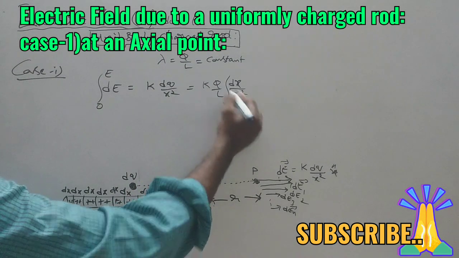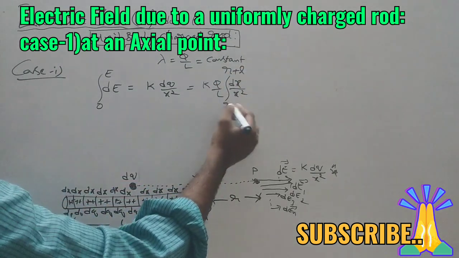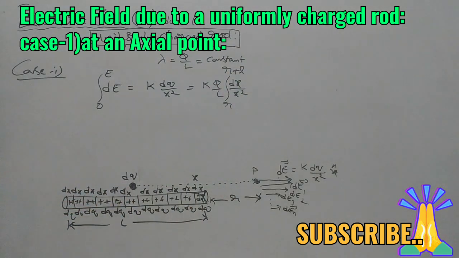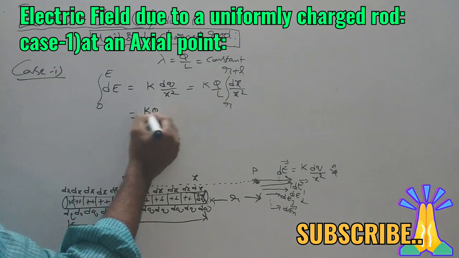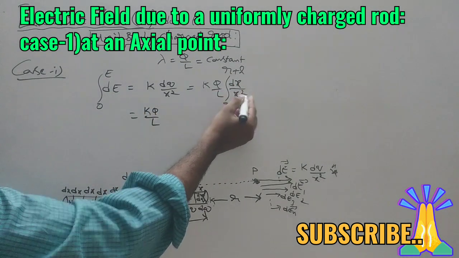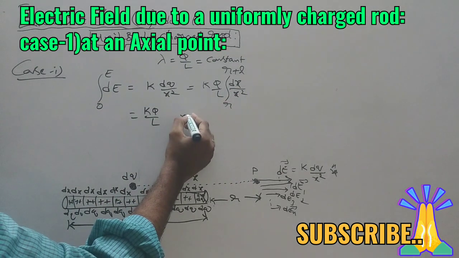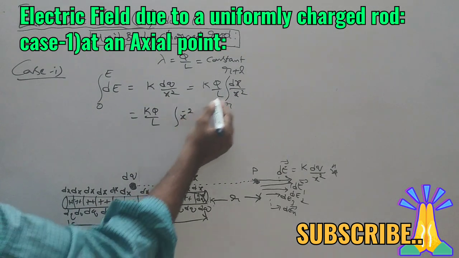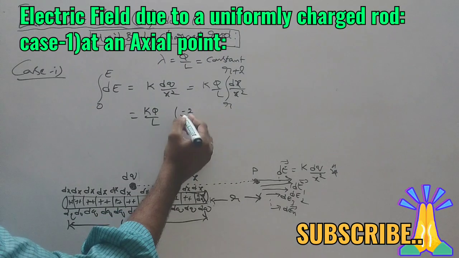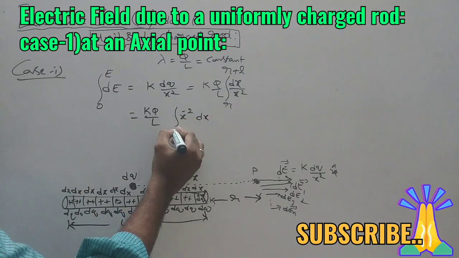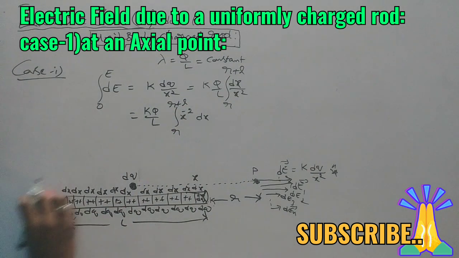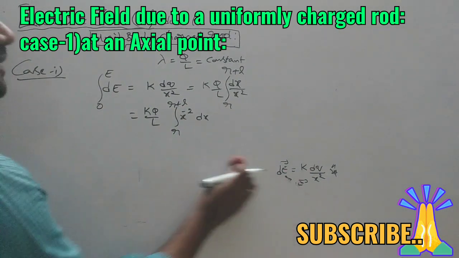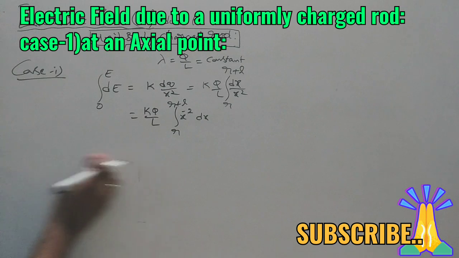So I can give the limits here R to R plus L. So now the process becomes very easy. So now see here, kq by L into, here integration of 1 by x square, that is I can write x power minus 2. 1 by x square I can write x power minus 2 into dx from R to R plus L.